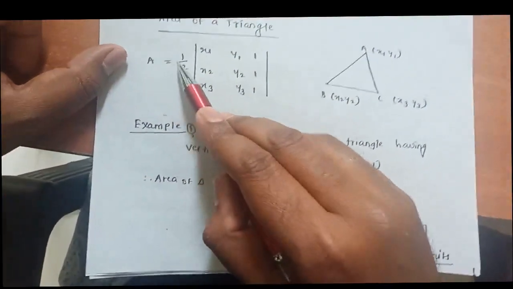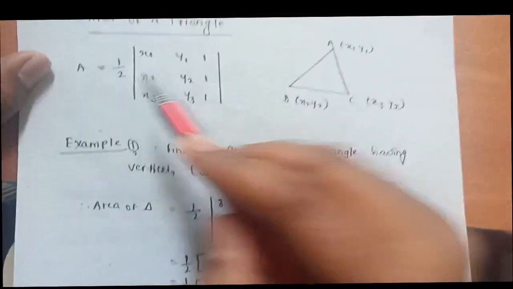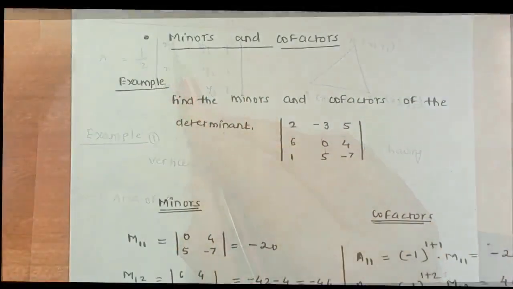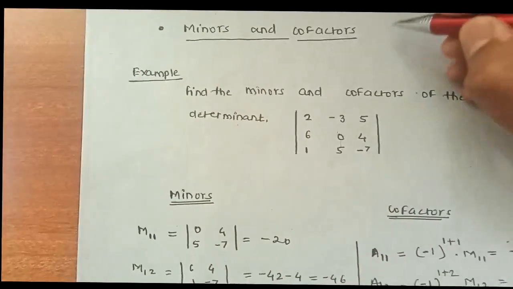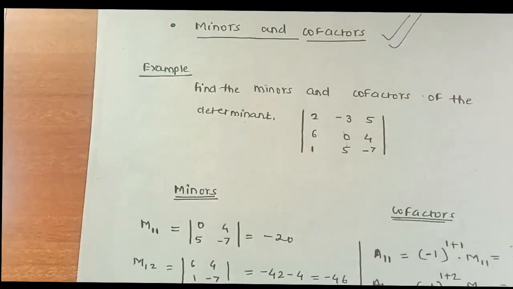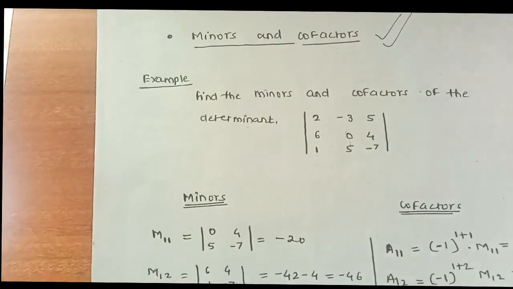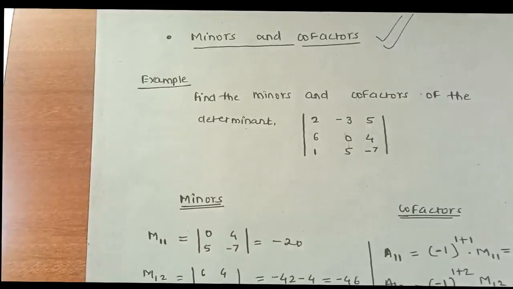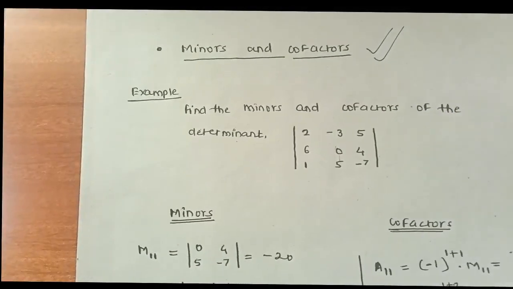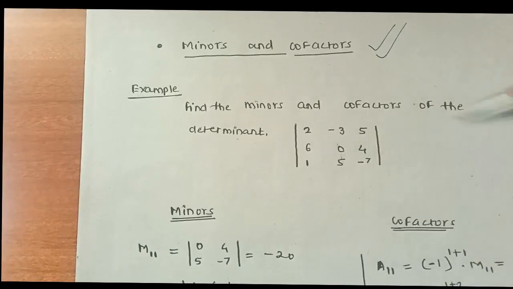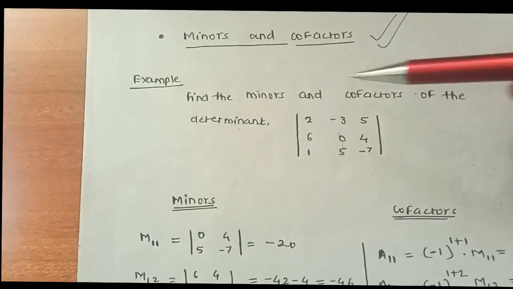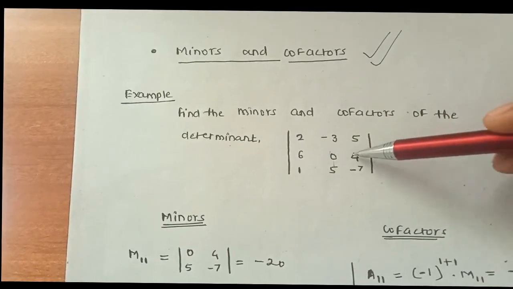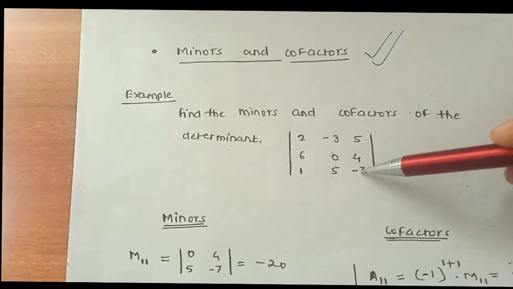Suppose area is equal to half determinant, where the first coordinate is x1 y1, so I can make the first row x. Next, a very important topic, finding the minors and cofactors. This is quite important, so directly we'll see it by taking one example. So this is the determinant I have given. We have to find the minors and cofactors of all the elements. All the elements means a11, a12, a13, a21, a22, a23, a31, a32, and a33.